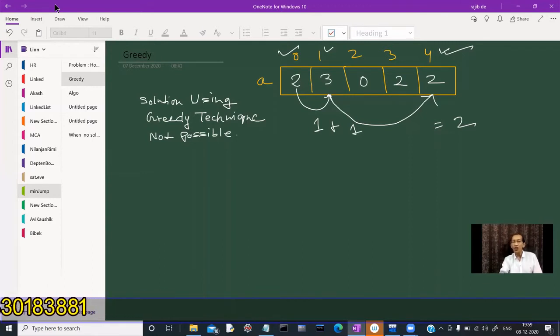Now, what should be the right way to solve this kind of problem? Again, as we always discuss, can we implement dynamic programming here? Can we implement the dynamic programming technique?